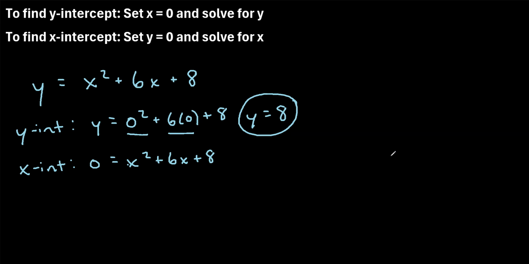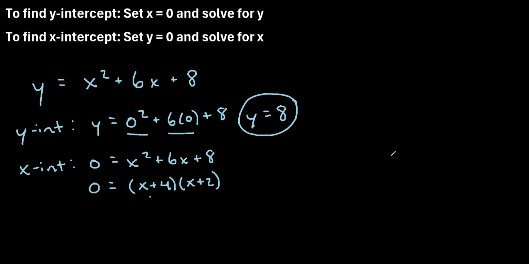So remember, the way to do that when our coefficient right here is a 1, we just ask ourselves, what numbers multiply to 8 and add to 6? So that would be 2 and 4. So we can rewrite it like this. 0 is equal to x plus 4 times x plus 2.